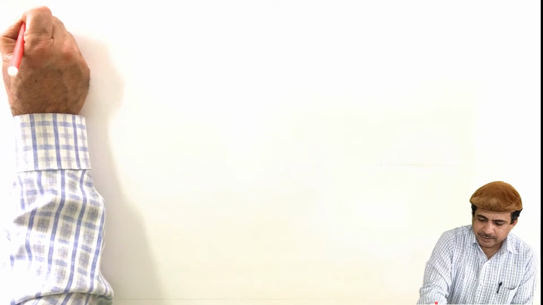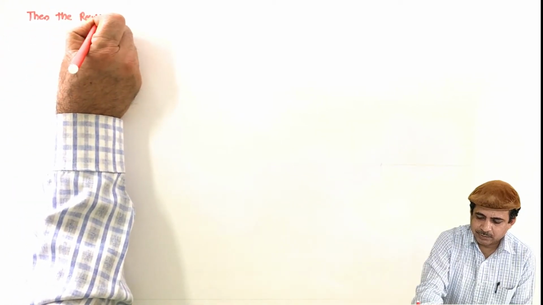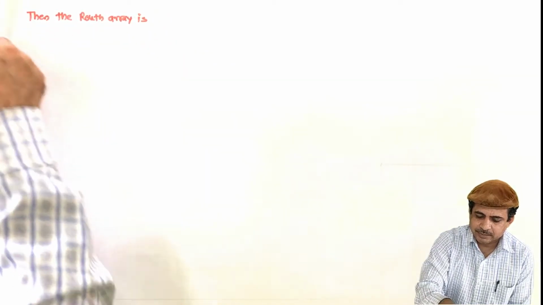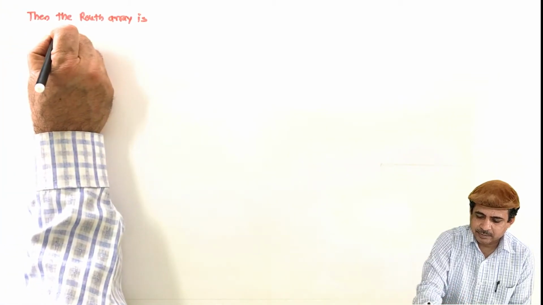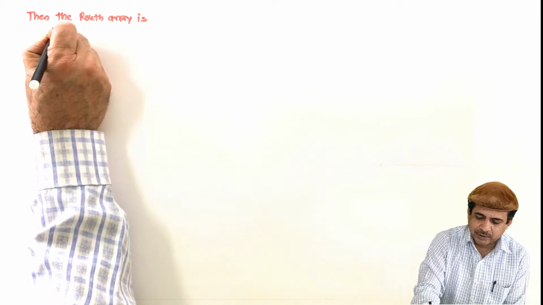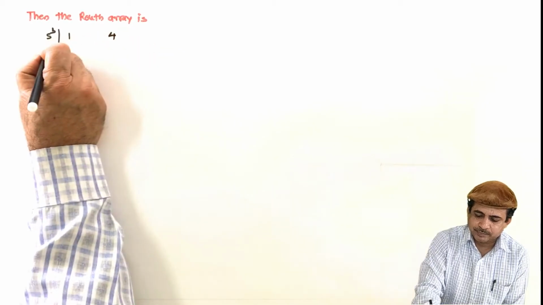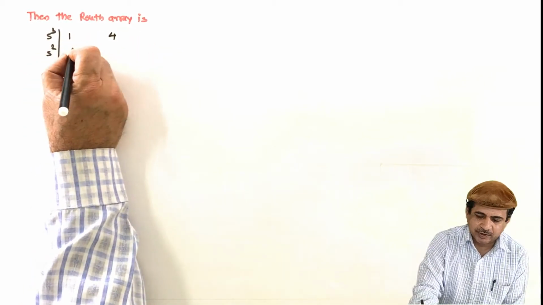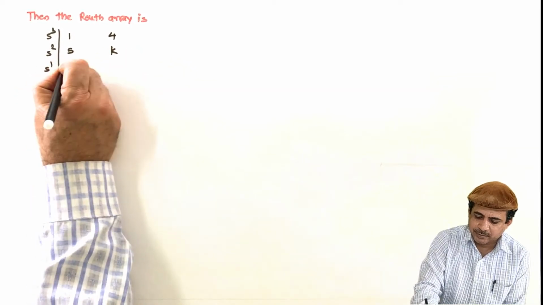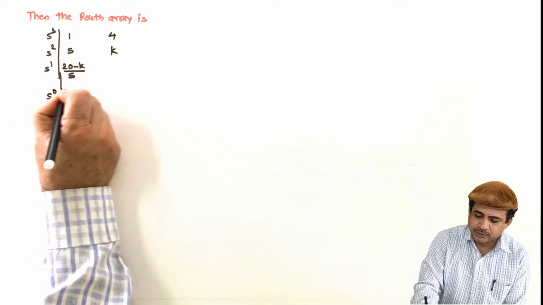Then the Routh array will be: coefficients are s cube, so s cube will have 1 and 4, s square will be 5 and K, then s raised to 1 will be 20 minus K by 5, and s raised to 0 will be K.